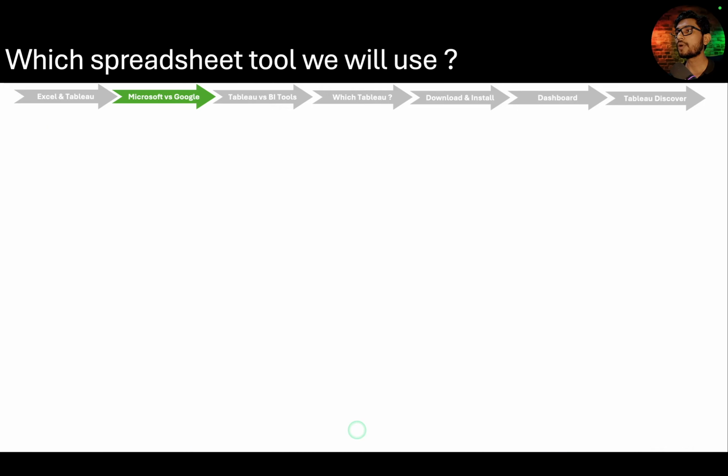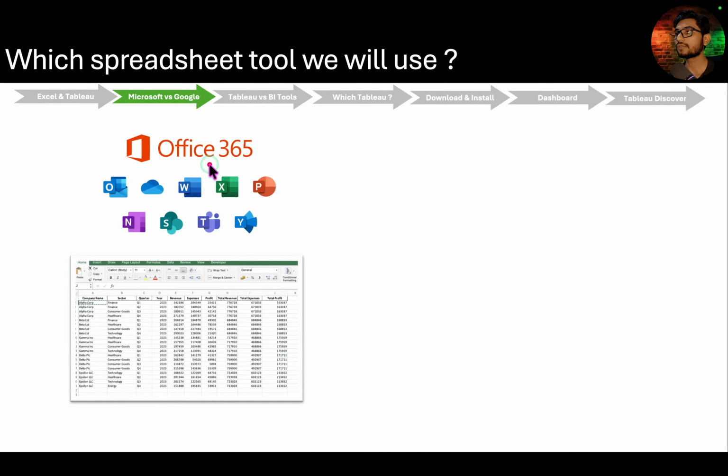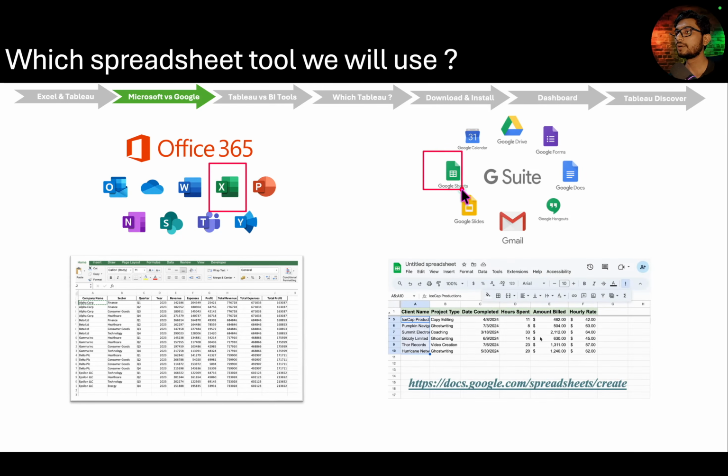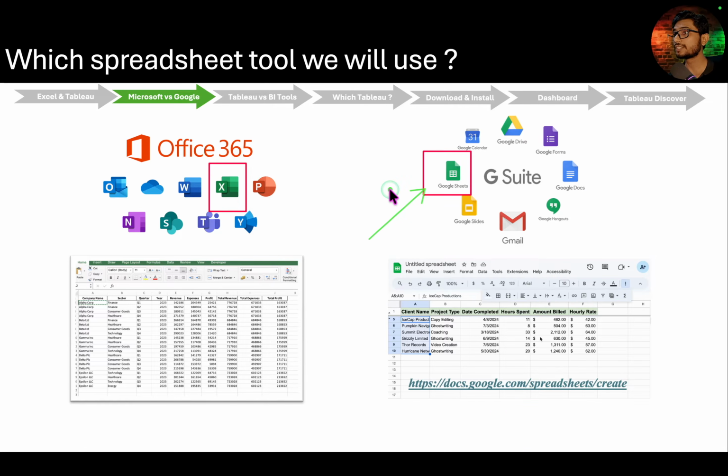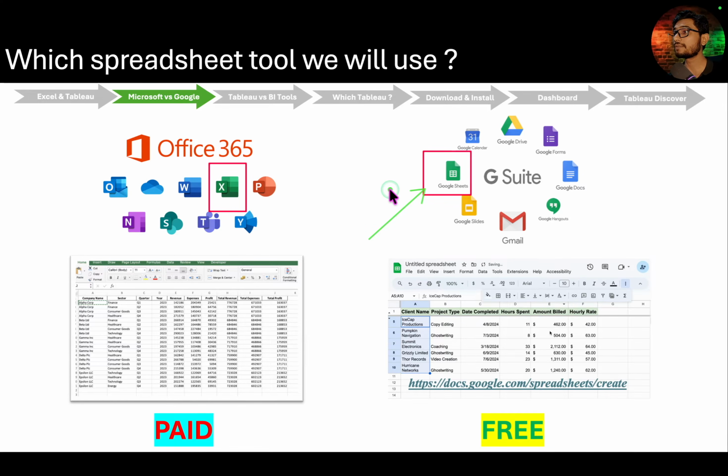So there are two popular spreadsheet tools in the market. One is Excel, offered by Microsoft as a part of its Office 365 package, and the other one is Google Sheets, provided by Google. For our course, we will use Google Sheets because it's free, requires no installation, allows real-time collaboration, and easy sharing of your sheet with colleagues. In terms of functionality, most of the tasks you perform in Google Sheets are similar to Excel, so transitioning from one tool to another is seamless.